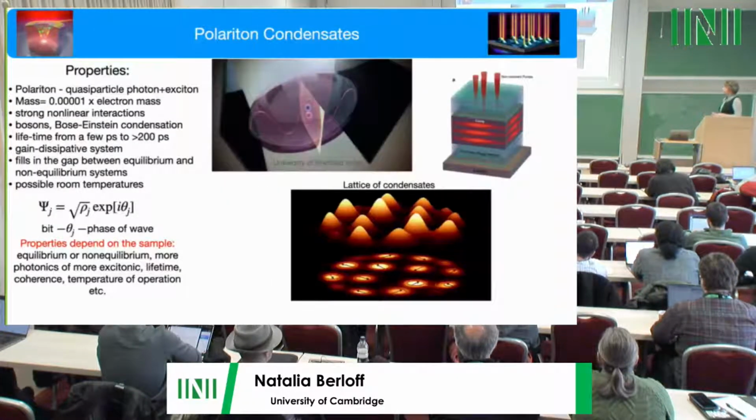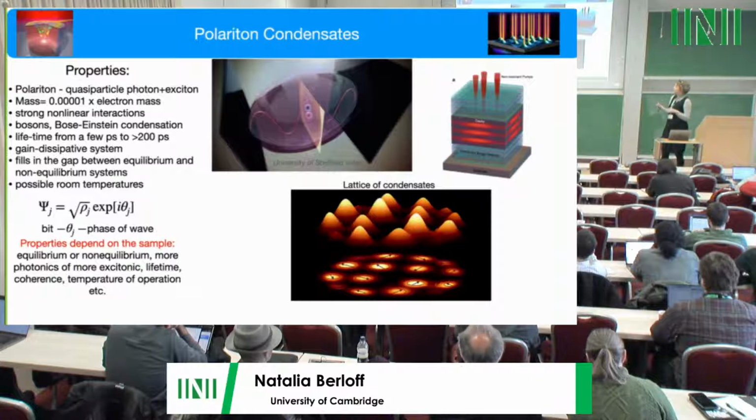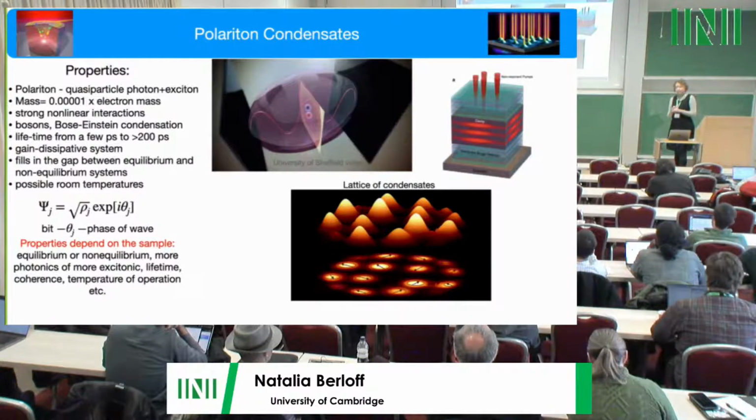Okay, so let me talk about polariton condensates. Okay, so a polariton is a quasi-particle, the hybridization between photon and exciton. They exist in semiconductor microcavities.